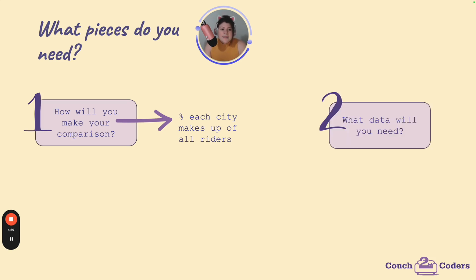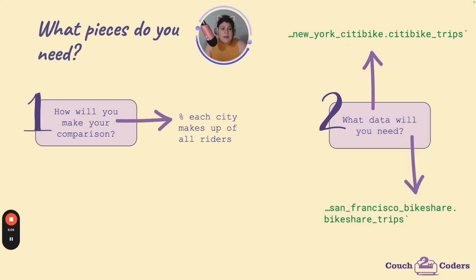Two, the next thing I'd think about is, what is the data that I would need in order to answer this question? That's pretty simple. We need our city bike trips, one for New York City and one for San Francisco. And then I would want to think about, I'm going to use these two data sets and I'm going to find the total number of riders by gender for each city. Because not only did we want to look at all of the riders, we also wanted to split it by gender.